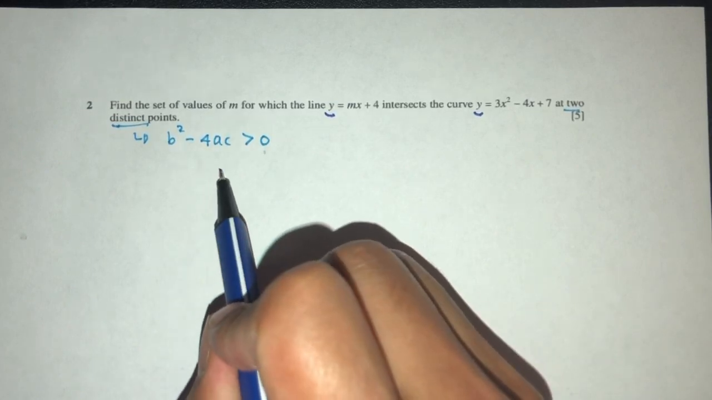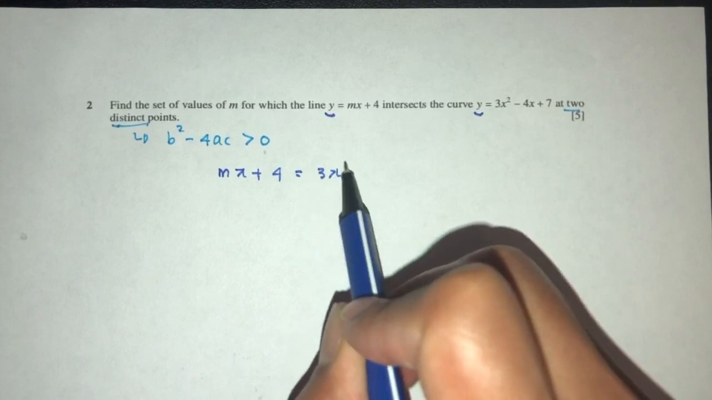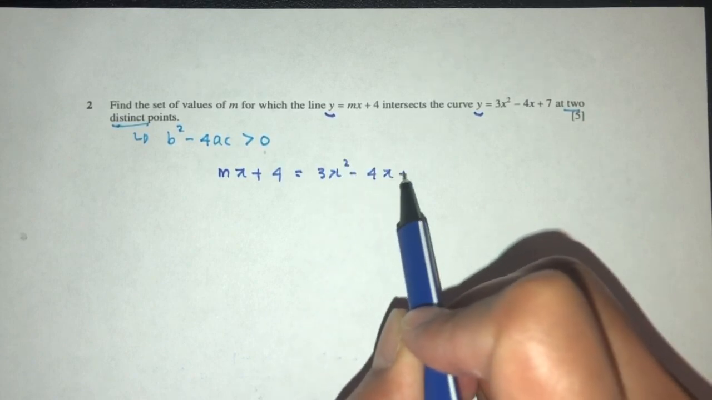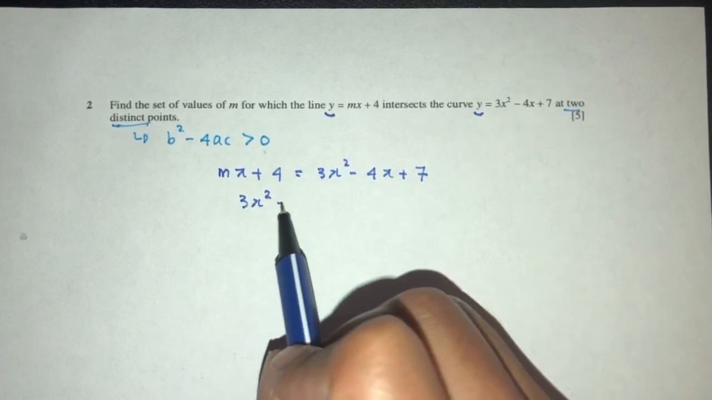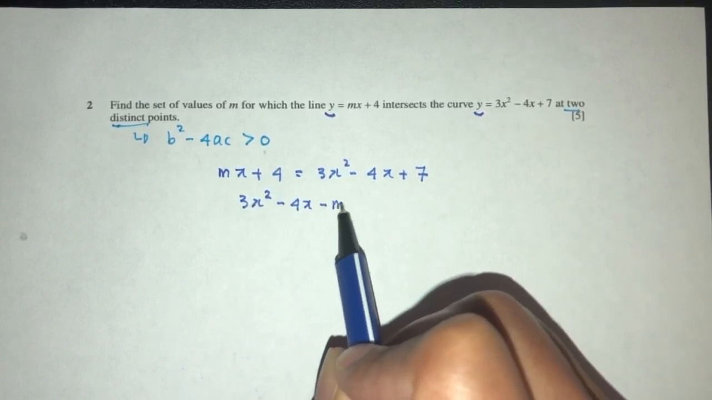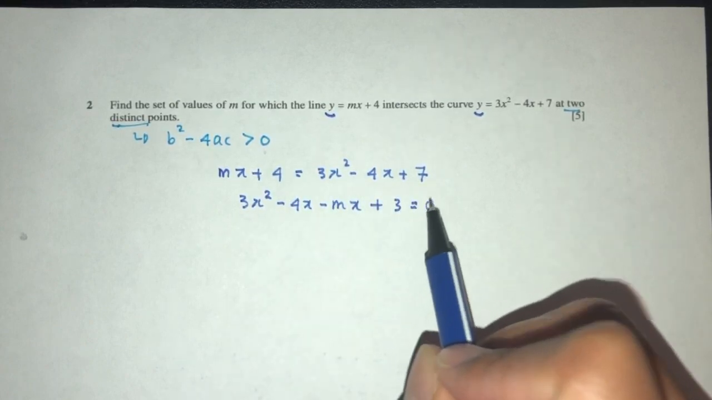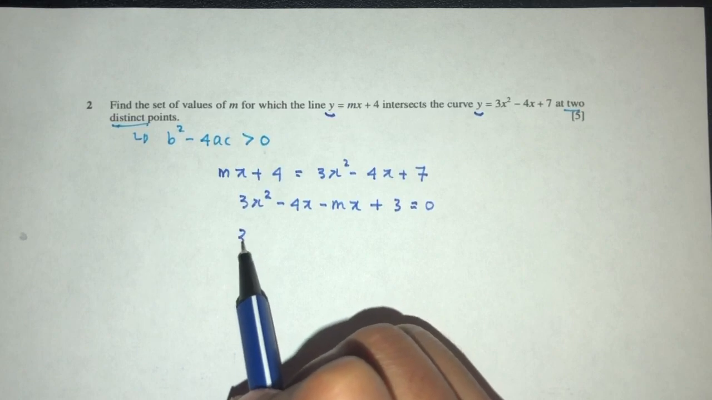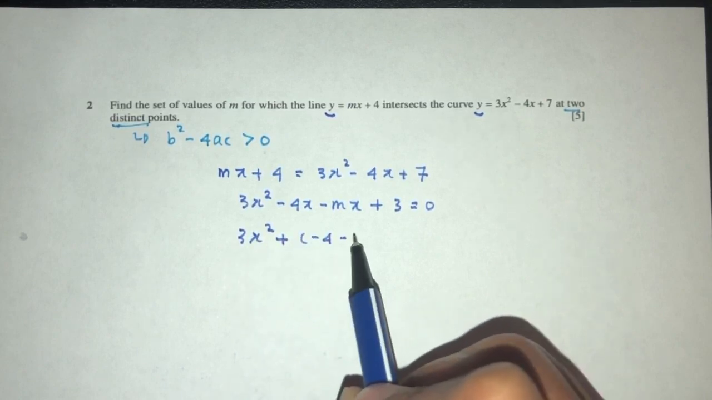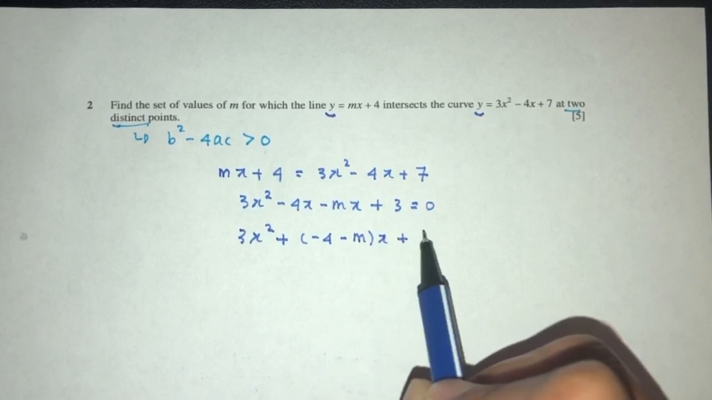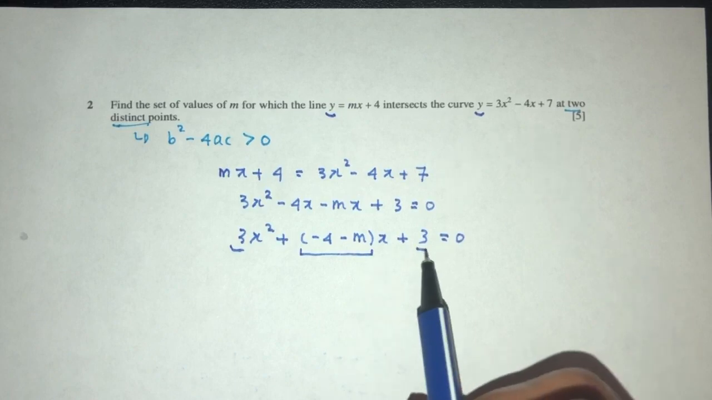On one side you will have mx plus 4 is equal to 3x squared minus 4x plus 7. Send everything to one side, you will have 3x squared minus 4x minus mx plus 7 minus 4, which is plus 3. Let's factorize this together. You will have 3x squared, let's take x outside, minus 4 minus m, x plus 3. This is the value of a, value of b, and c.